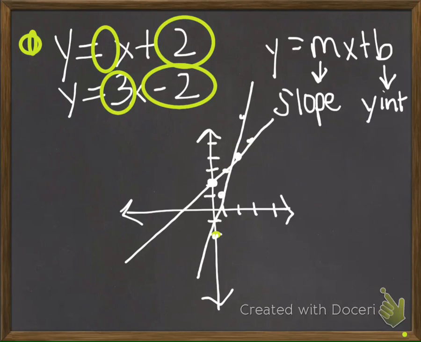Let me erase that line because that's a little confusing. Let me try to draw it a little bit better. I think it's supposed to go... but I need it to go through this point down here. So, anyways, okay. All right, so as you can see, there's one point that's on both lines, okay?